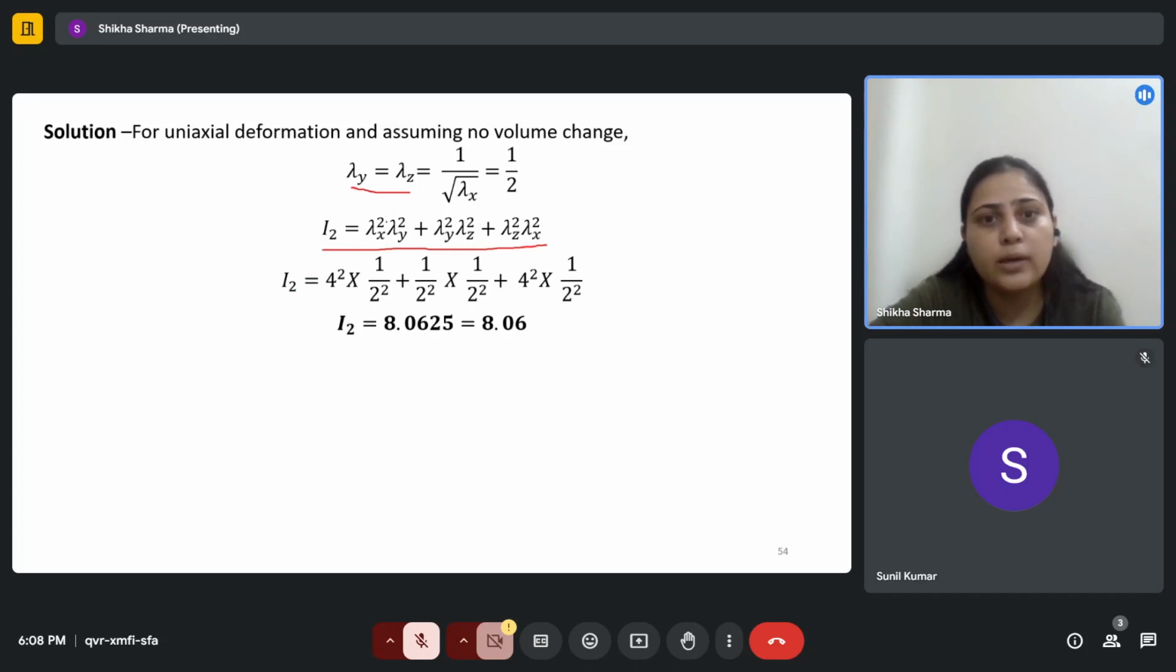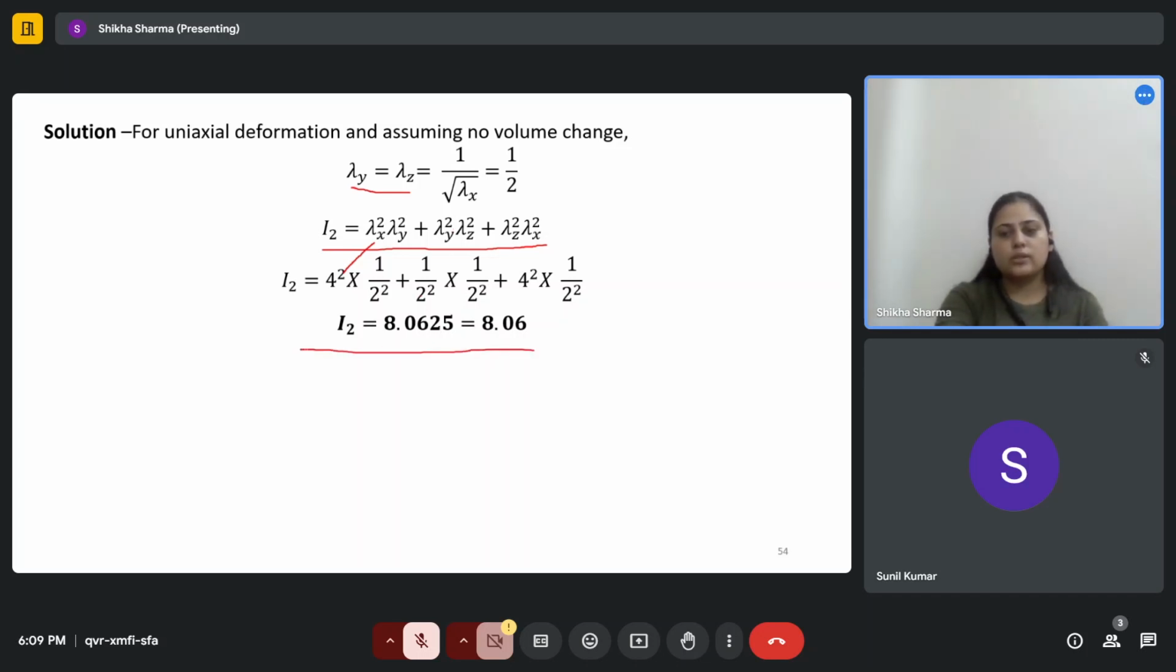So I2 is nothing but the deformation in x direction, 4 square, multiplied by 1 upon 2 square, which is the deformation in y square, plus the deformation in y and z, which is 1 by 2 square multiplied by 1 by 2 square, plus the deformation in z and x. So in z it is 1 by 2 square, and in x it is 4 square. So the I2 value is nothing but 8.06. So have you understood?